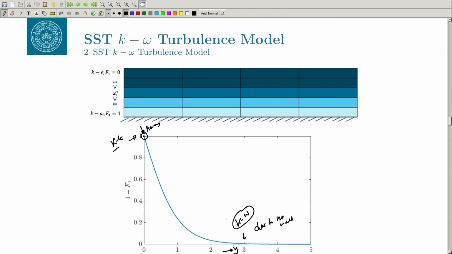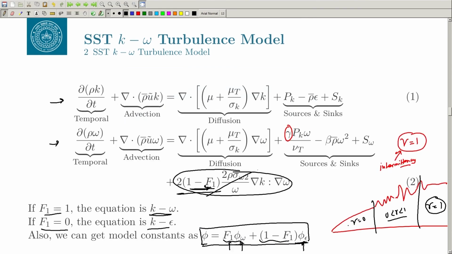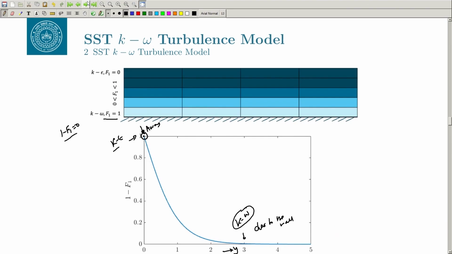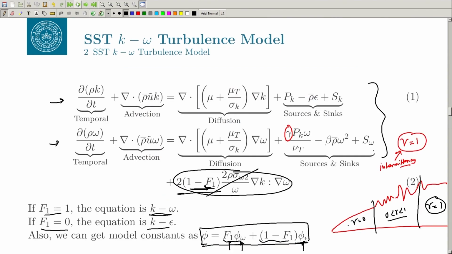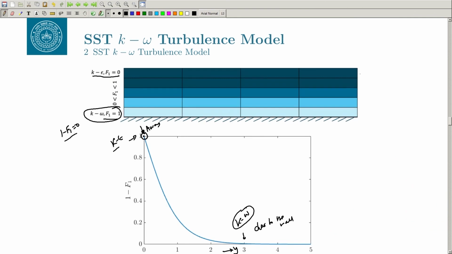Same thing is shown here. When f1 is equal to 1, you can see that 1 minus f1 will become 0. So, this term will go to 0, and you have the pure omega equation that you had in the standard k omega model, and this will be your k omega model. When you go away from the wall, your f1 equal to 0, so 1 minus f1 is equal to 1. This term remains, and this term actually becomes 1. Then finally, you have a pure k epsilon behavior here.